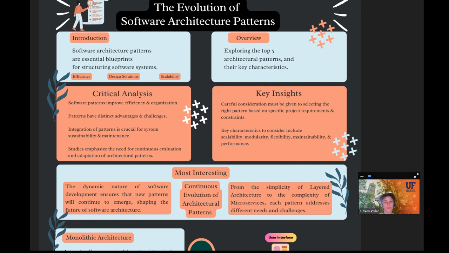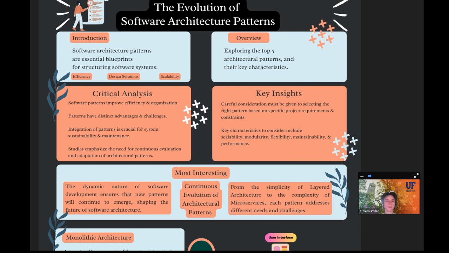Software architecture patterns are essential blueprints for structuring software systems. These patterns provide solutions to common design problems, ensuring system efficiency and scalability. This research explores various software architecture types and patterns, highlighting their significance in system design.